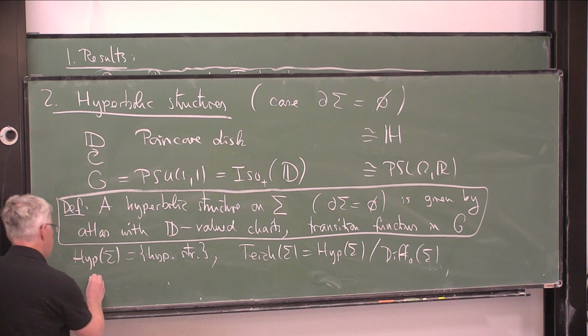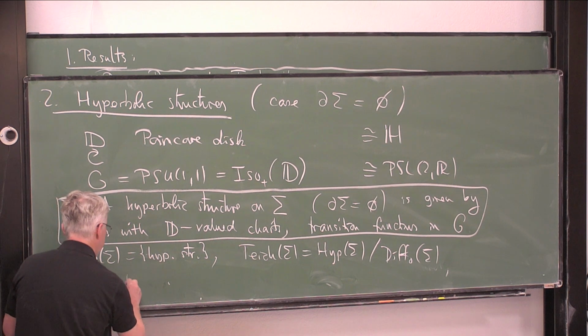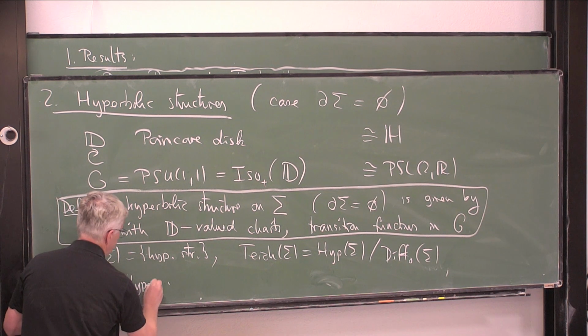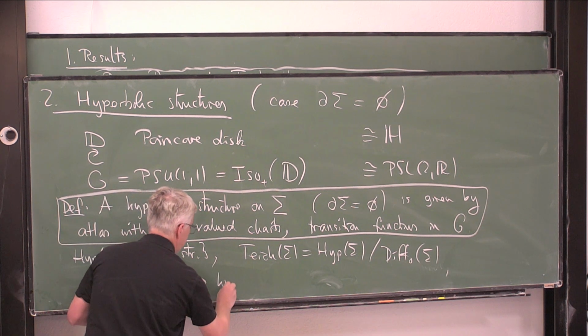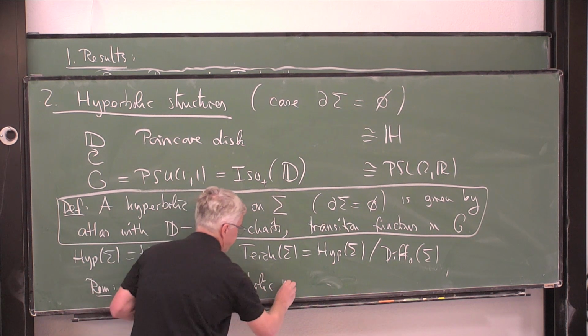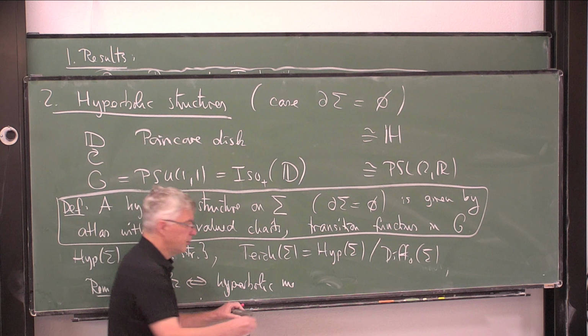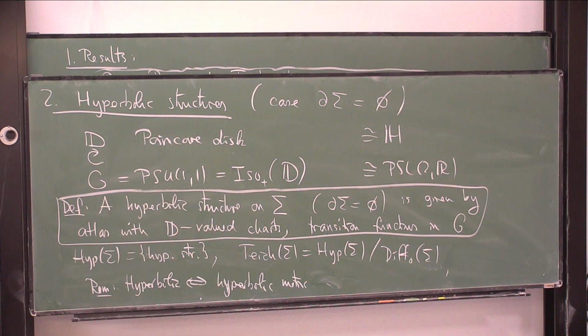So the small remark is that a hyperbolic structure is actually equivalent to a hyperbolic metric, meaning Gauss curvature equal to negative one. So I can use both of these pictures. So I can work abstractly with hyperbolic structures.